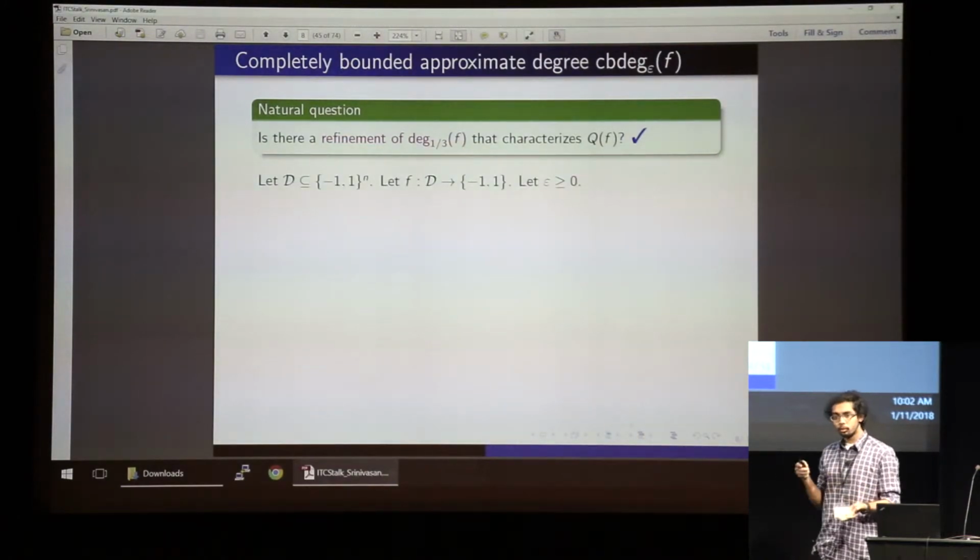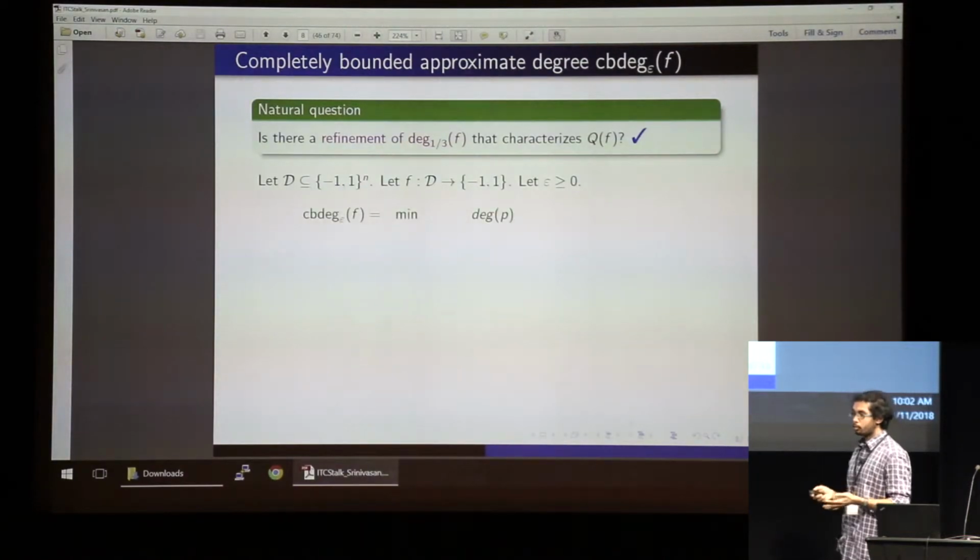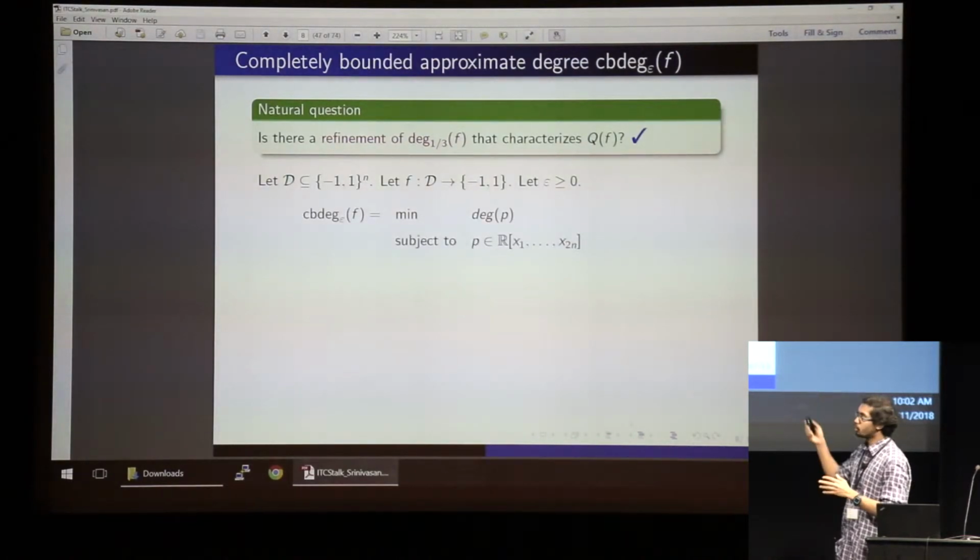So let f be a total or a partial function. That is, it could be defined on the entire Boolean cube or even on a strict subset. And let epsilon be a number between 0 and 1. The CB-deg, or the completely bounded approximate degree, is the minimal degree of a polynomial p that is 2n variate. This 2n is not really important right now. And it's a good approximator for f.